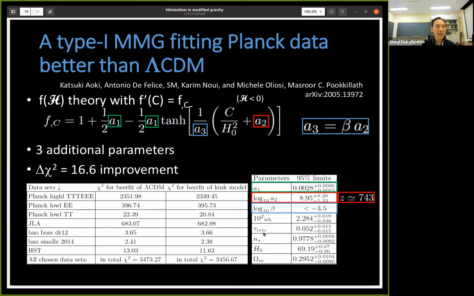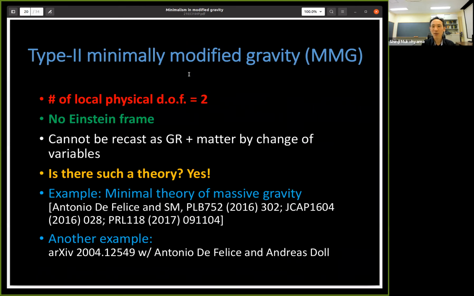So in this way, we can construct any type 1 minimally modified gravity. And this is one example: the so-called f of h theory with this kind of choice. And indeed, this can fit the Planck data better than lambda CDM. So the type 1 MMG is useful, I think. And this is very simple. Let me go to type 2 because I don't have enough time.